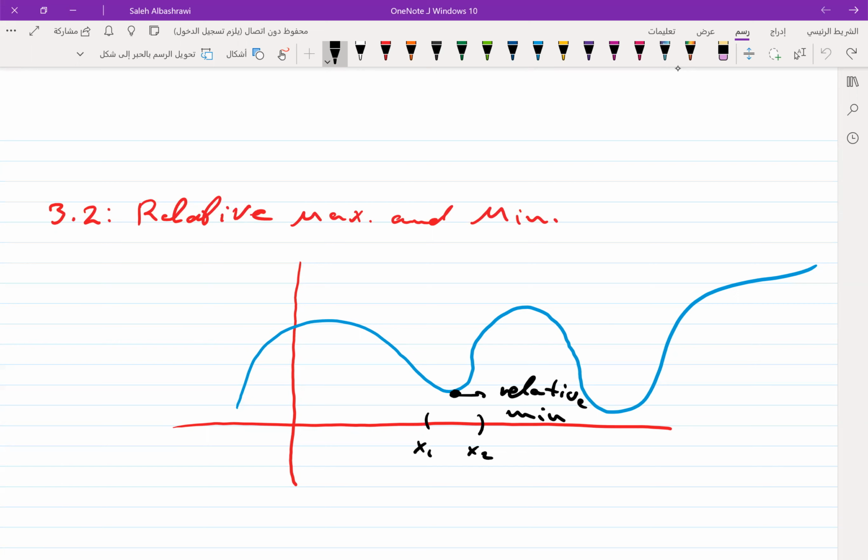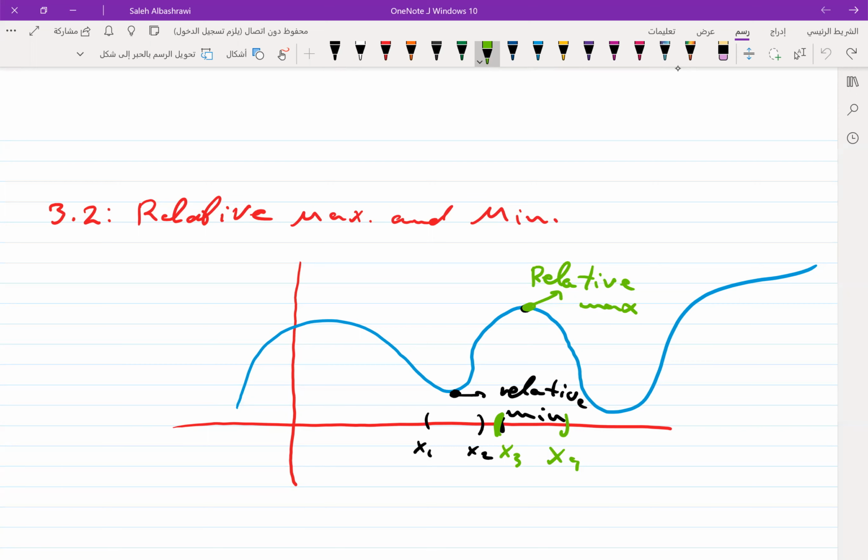For example, if we speak about this one, it means take in this interval. We call this x3 and x4. This value is the highest in that interval. So this will be called the relative maximum. So relative maximum or relative minimum is just the value stated comparing to the neighborhood of that point, in a small neighborhood.